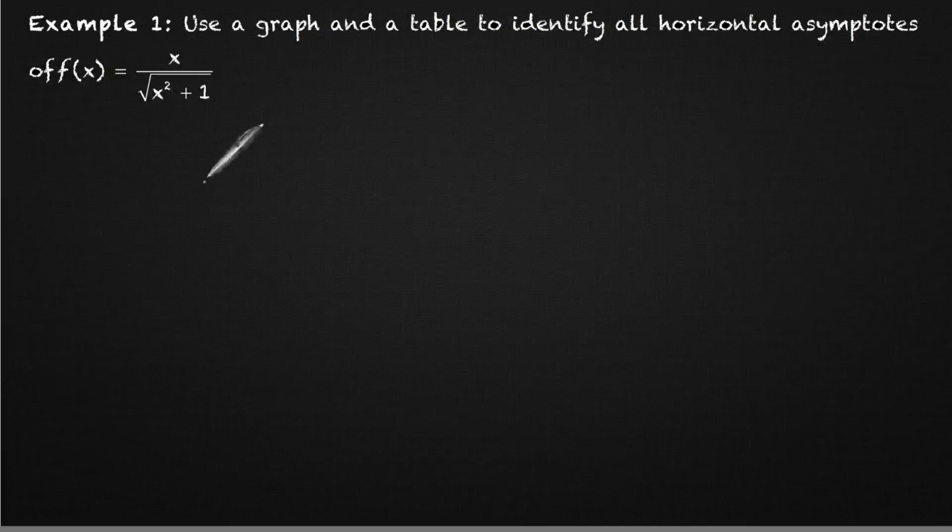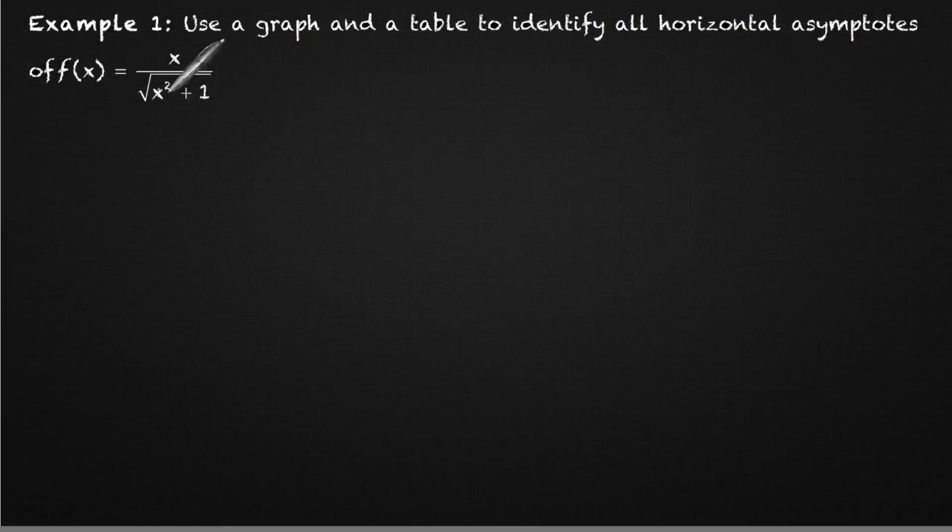And so in this first example, we want to identify all horizontal asymptotes. Now, a horizontal asymptote is really a simple concept to understand. All it is, you're simply asking yourself the question, what is the y value approaching as x approaches a very, very large number in the positive or negative direction? So essentially, you're looking for the limit of the function as x approaches infinity, and you're asking yourself, what does f of x approach? And so that's what we want to look at in this example.